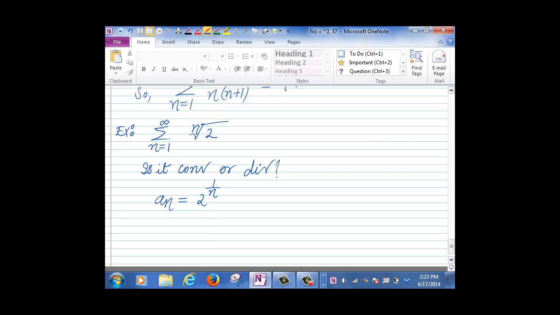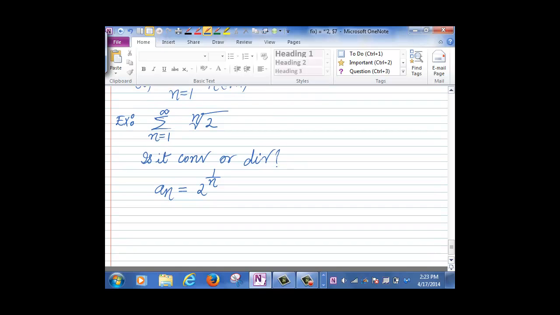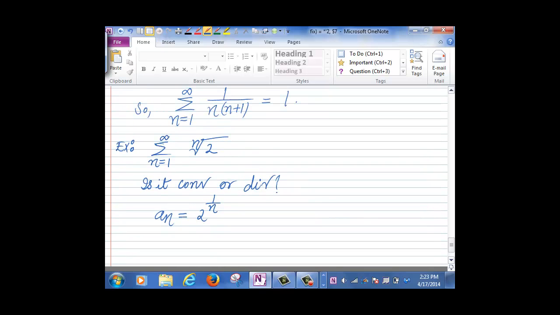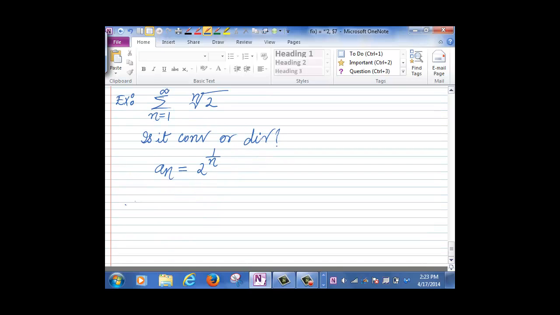Remember, test for divergence. Test for divergence, what does it say? It says that if the limit of the nth term is not 0, then the series is divergent, right? So let's look at the limit as n goes to infinity of the nth term, 2 to the 1 over n. What is this limit?